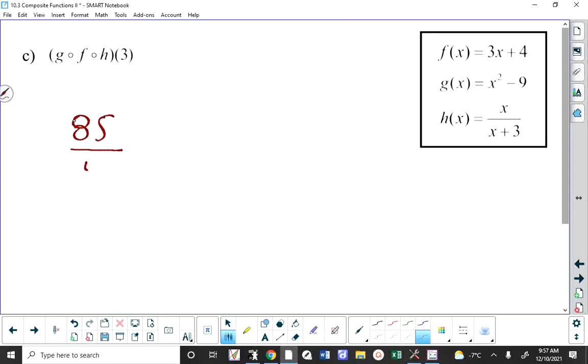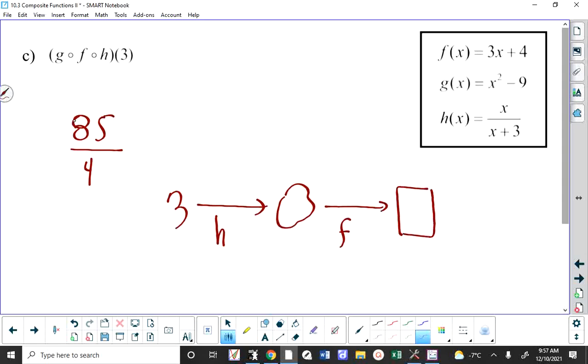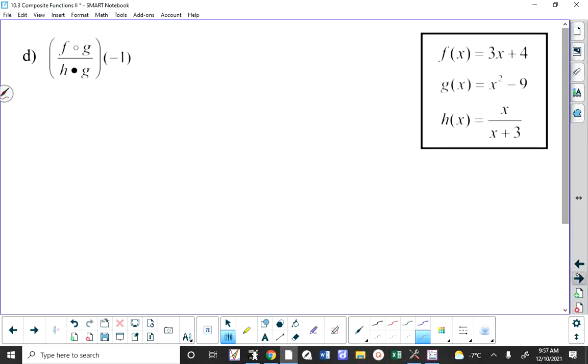Again, just in case you're unsure, or maybe somebody's watching the video later, what's happening is we're putting 3 through h. We're taking that answer, feeding it through f. We're taking that answer, feeding it through g, and getting the answer to the question, which is 85 quarters. This gets tedious after a while.